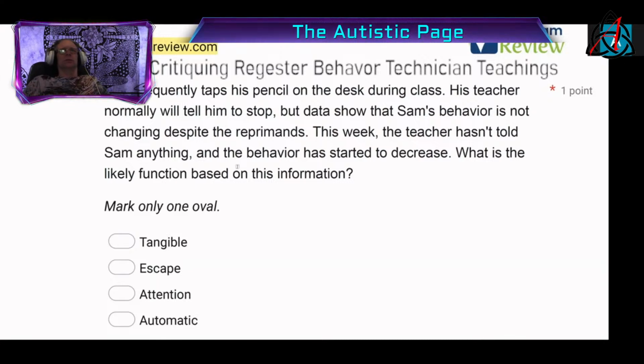So we have a function question. And remember, functions explain why behavior occurs. What is the effect on the environment?